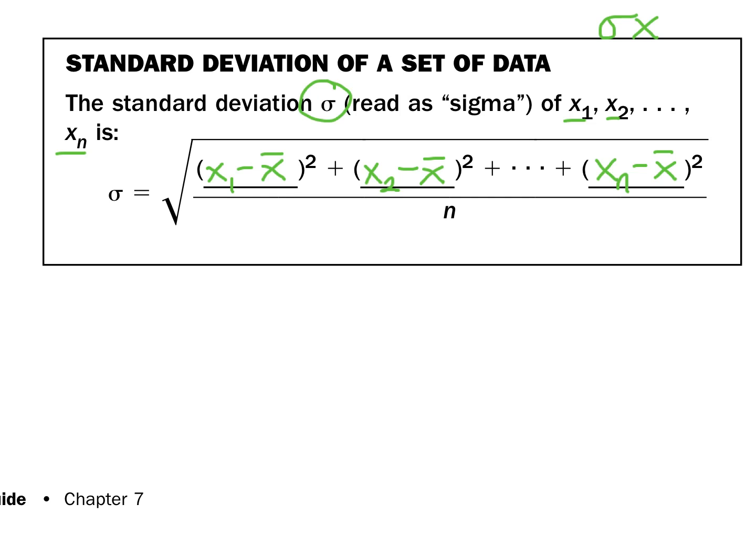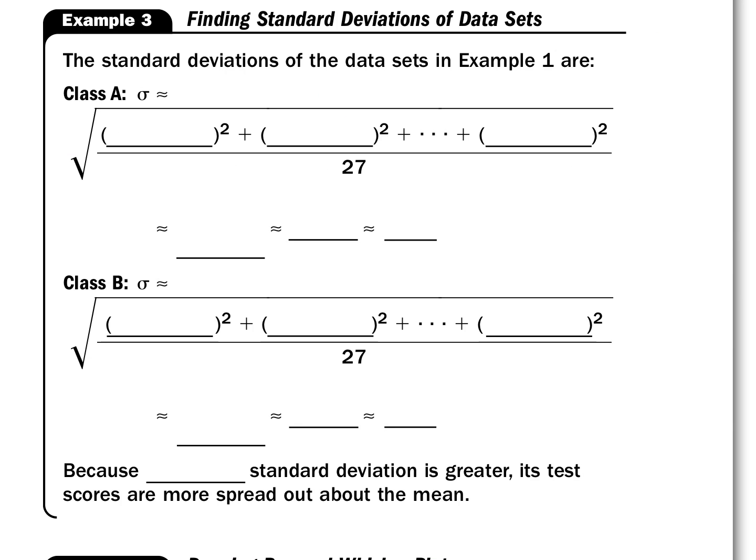What standard deviation does is it tells us how far spread out the data is about the mean, so about the average. You take the average, that's the middle of our curve, and then the standard deviation tells us how far spread out the data set is about that mean. Okay, so let's go ahead and go to our example.